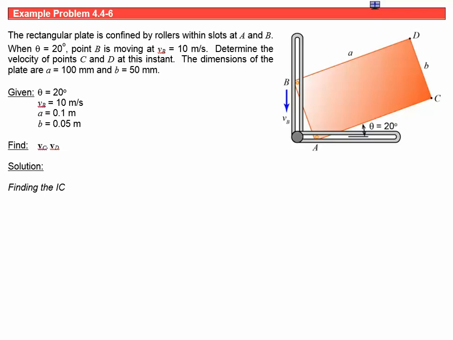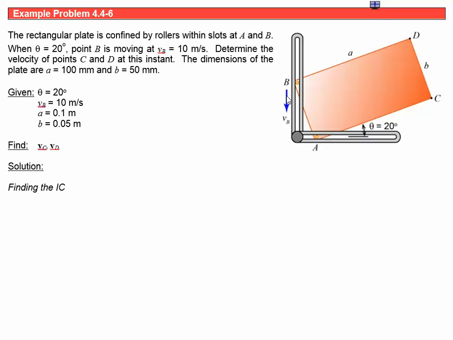All right. So we're going to solve this problem using the concept of the instantaneous center of zero velocity, or the IC. In order to determine the IC, we need to know information about two different points on the body, information about the velocity. In this case, we know that the velocity of VB is going downward. This is what they indicate in the figure.